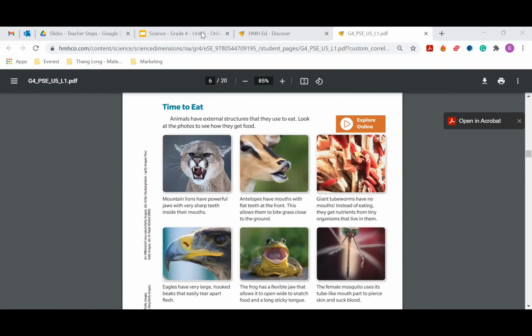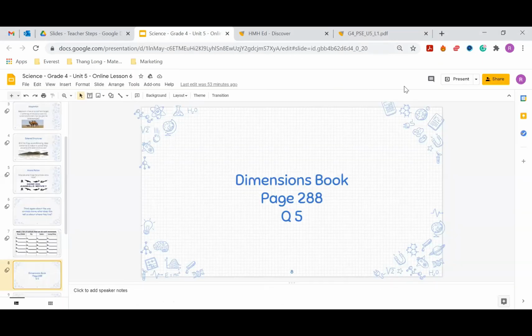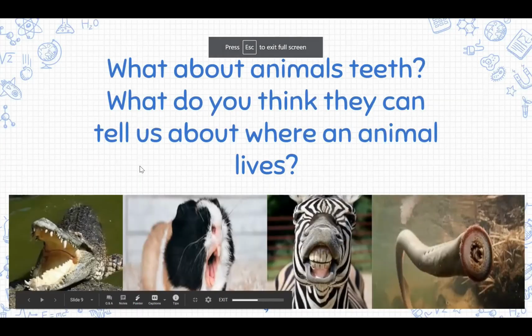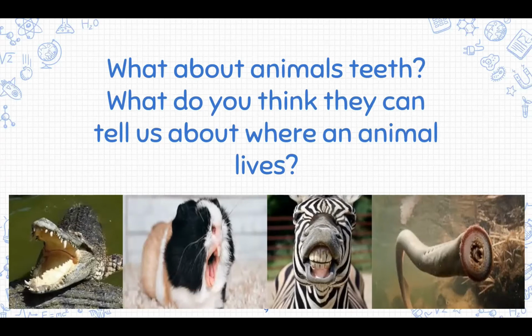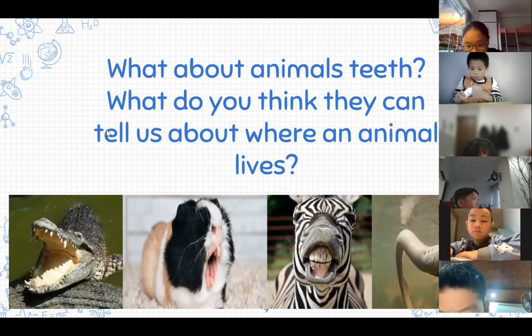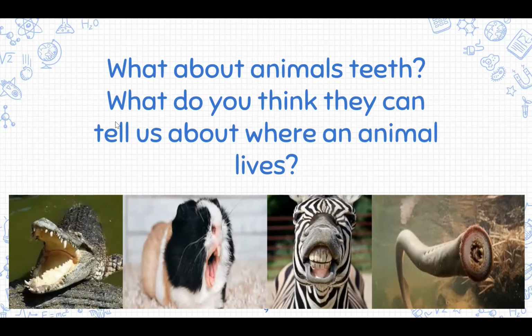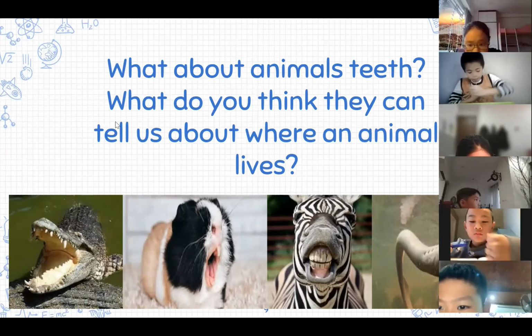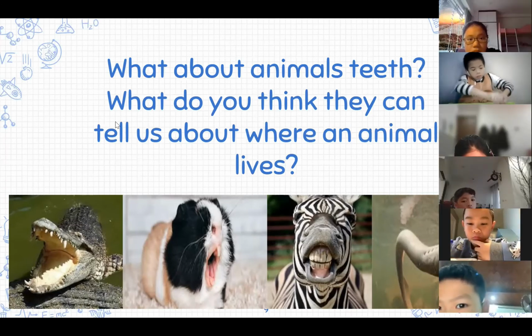Okay, we're going to move on to the idea of teeth. Teeth are another external structure which can tell us about where an animal lives, what it's eating, and it can tell us more about it, right? So let's take the bottom left. Lily, what does a crocodile eat? I think it eats meat.